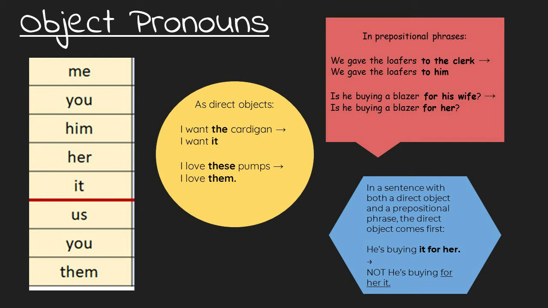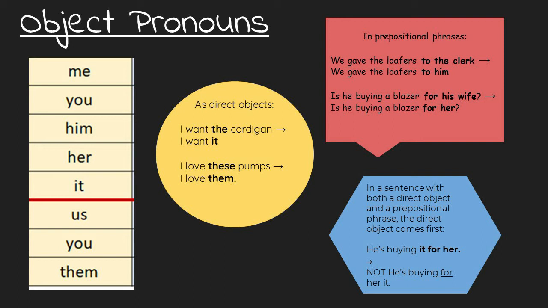We have another example that says "He is buying it for her," right? We are unable to say "He is buying for her it." No, this is incorrect. Another example that I can tell you is "I wrote a letter for my girlfriend." This is the correct form.